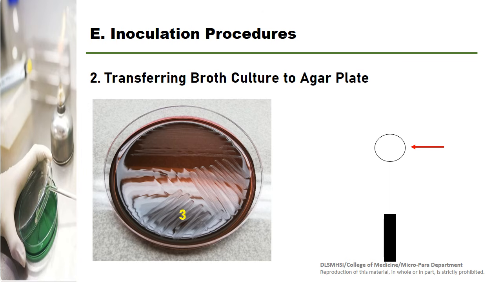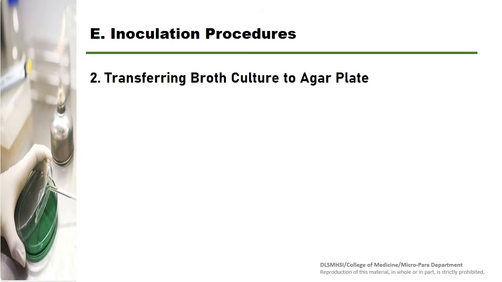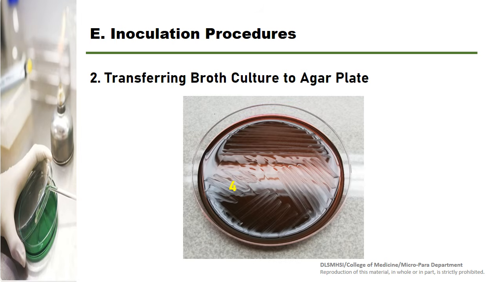Since the entire portion of your loop has already been used, now you may obtain another sterilized loop to streak your fourth quadrant. So this is your fourth quadrant. That's how transferring of broth culture to agar plate is being done.